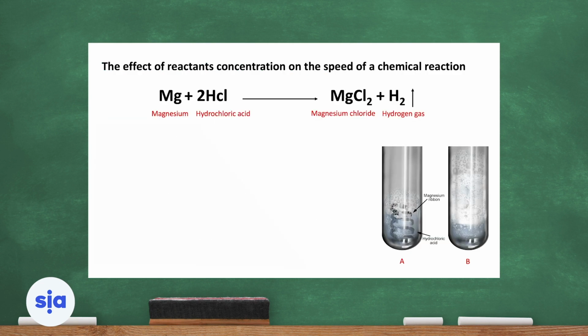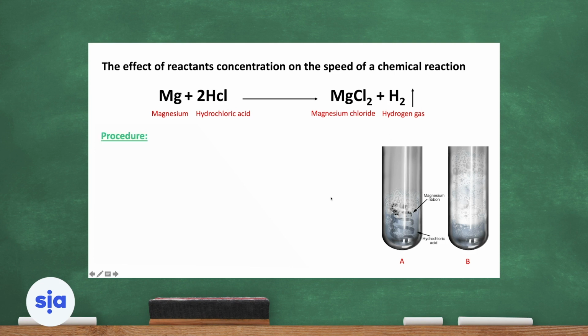Let's take another example. Magnesium plus hydrochloric acid. Look at the two test tubes. Here is magnesium ribbon in a hydrochloric acid solution. The result will be magnesium chloride. The magnesium will replace the hydrogen in this acid, and hydrogen gas will evolve.